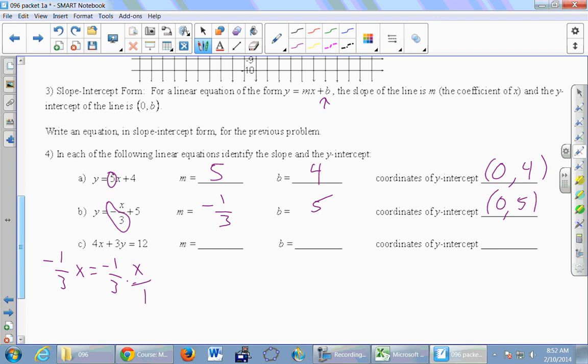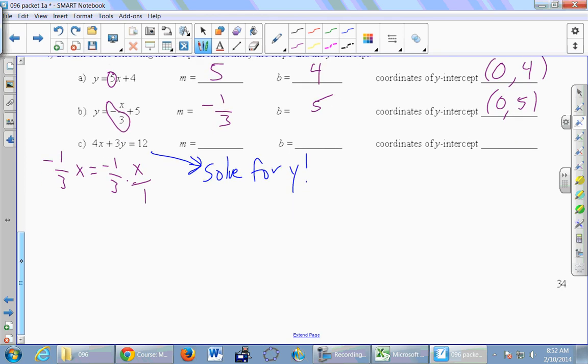In order to get it in mx plus b form, we need to solve for a certain letter. What letter is by itself? Is the y. So we need to solve that equation for y. So let's solve this equation for y. First, we'll take the 4x, move it to the other side by subtracting.